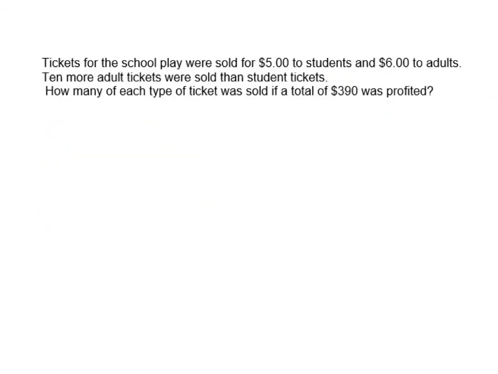Alright, next word problem. This one is about tickets to a play, but it's pretty similar to the last one we did. Tickets for a school play were sold for $5 to students and $6 to adults. 10 more adult tickets were sold than student tickets. How many of each type of ticket was sold if a total of $390 was profited?